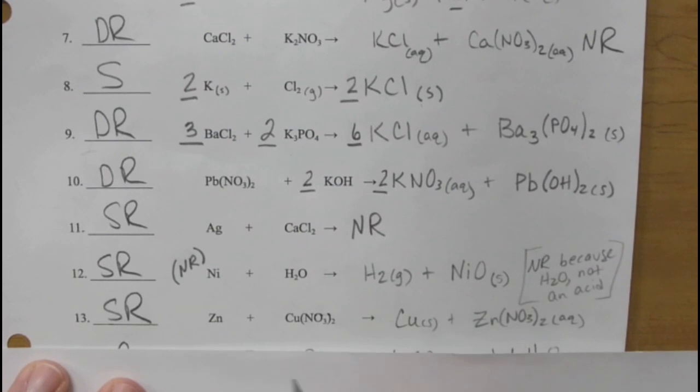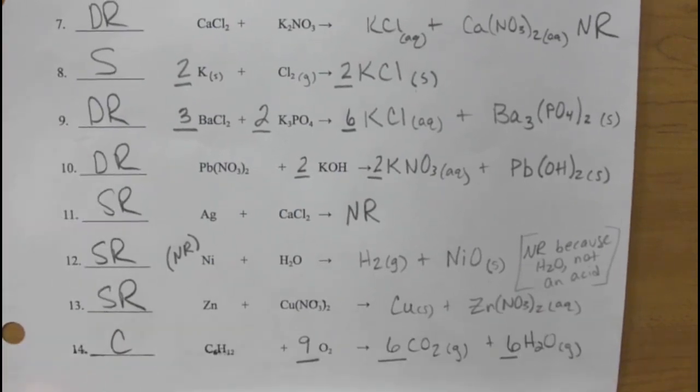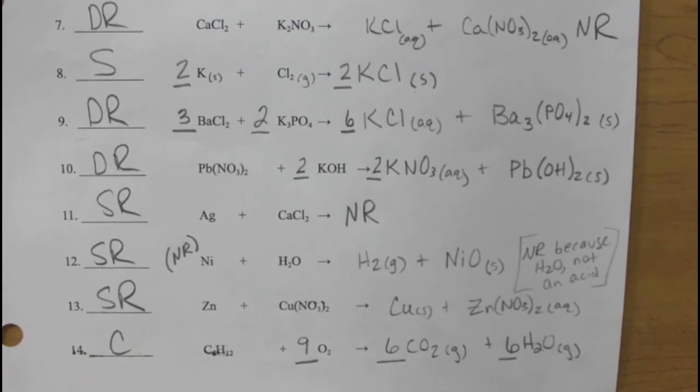Number 13, single replacement. Can zinc replace copper? Yes, it can. So copper is solid by itself. This is how we write zinc nitrate, aqueous, and then when we go to balance it, it's already balanced. And the last one is a combustion reaction. So our products are carbon dioxide and water. They're both gases. And when we balance it, it's 1, 9, and then 6 and 6.